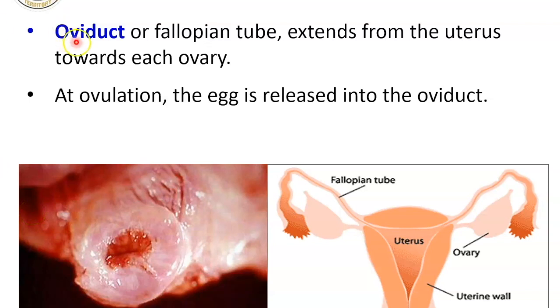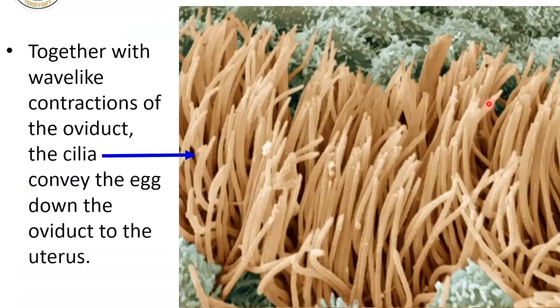The oviduct or fallopian tube extends from the uterus towards each ovary. The picture shown is the cross-section of the oviduct. At ovulation, the egg is released into the oviduct. This picture shows the oviduct that is lined with cilia.